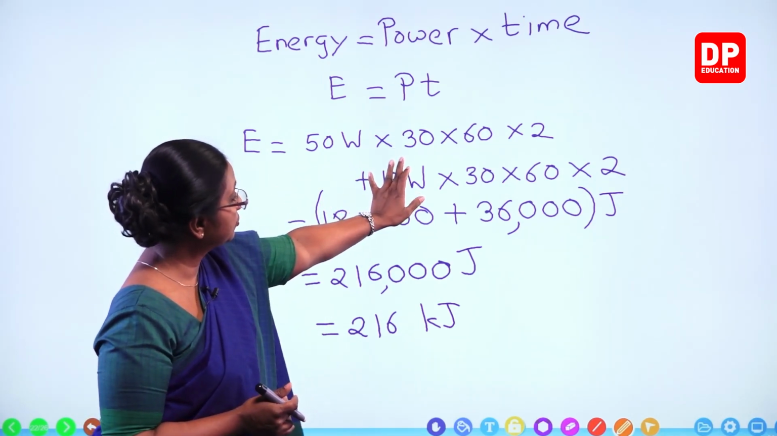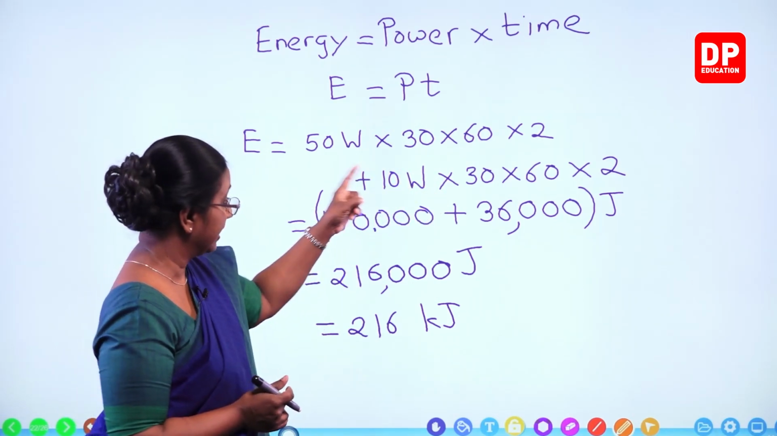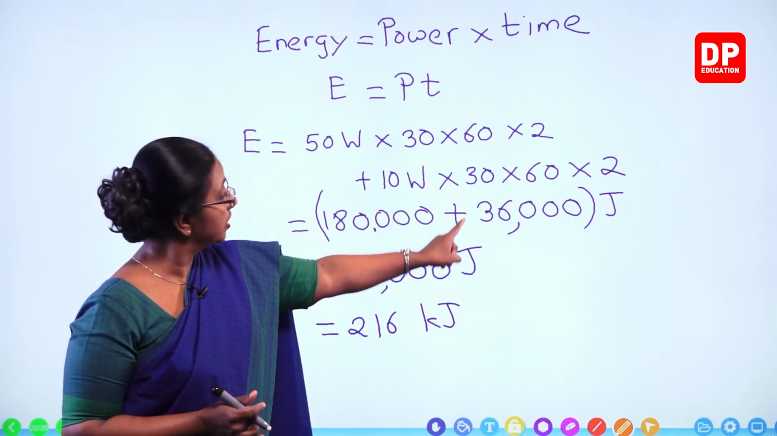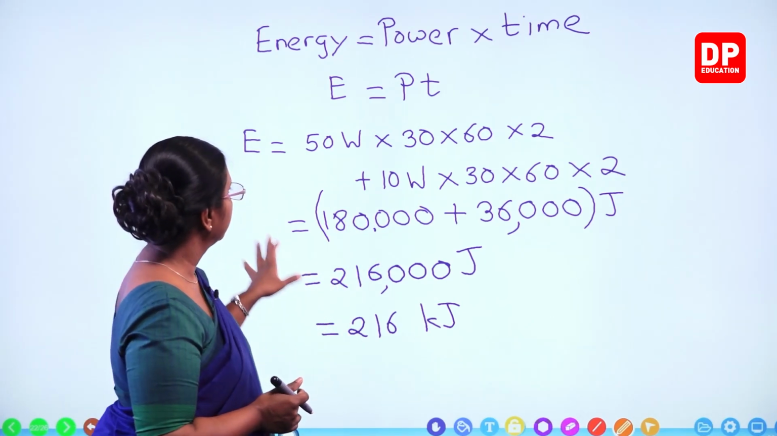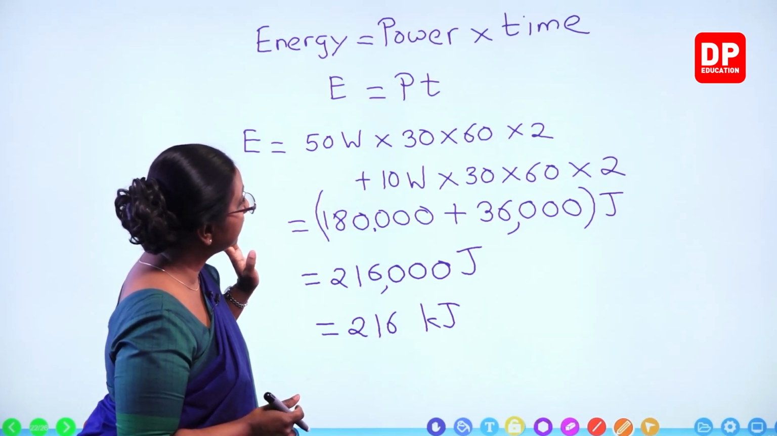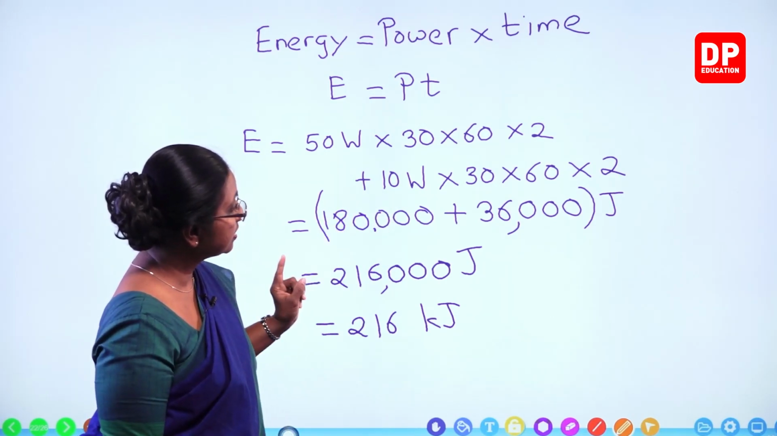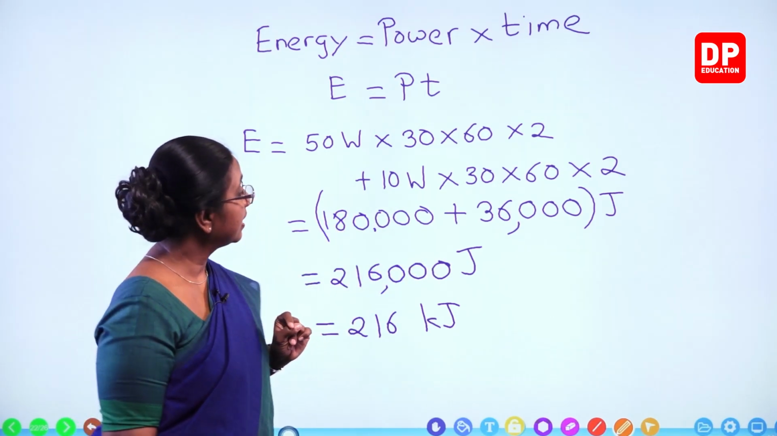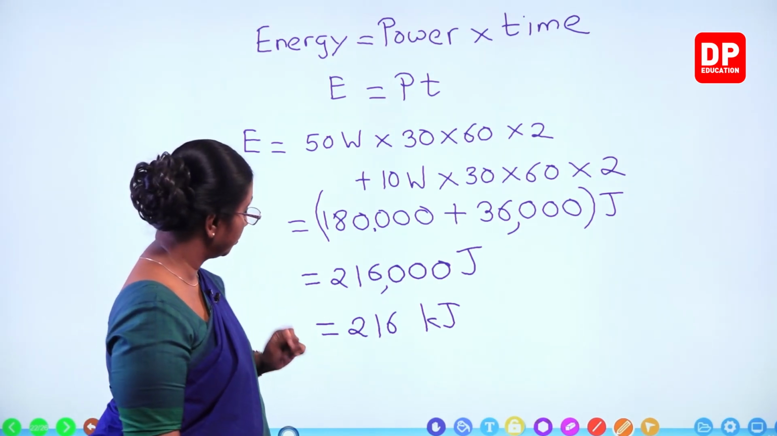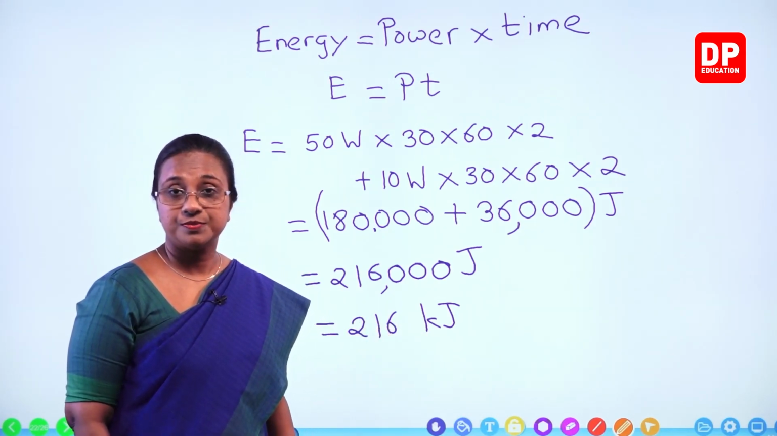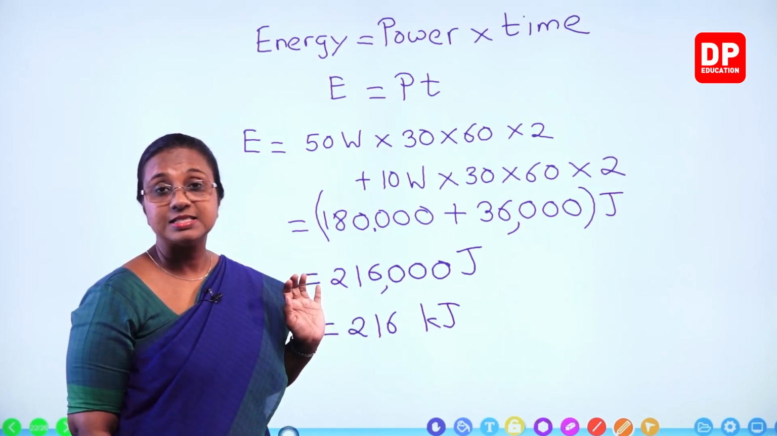50 watt bulb used for half an hour, that is 30 minutes into 60 seconds. There are 2 such bulbs, headlights. Then the rear lights, 10 watts, again half an hour, 30 minutes into 60 seconds, and that also 2 bulbs. So, when you multiply 50 into 30 into 60 into 2, you get 180,000. And 10 into 30 into 60 into 2, you get 36,000. When you add them together, you get the answer as 216,000 joules or 216 kilojoules. Is that clear, students? So, with that, I am going to move on to the next slide.